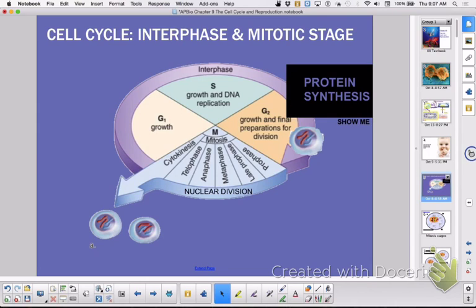Mitosis is referred to as what? What did we talk about it? Nuclear division. Two nuclei contain the exact same DNA. And cytokinesis is division of the cytoplasm, forming two cells.